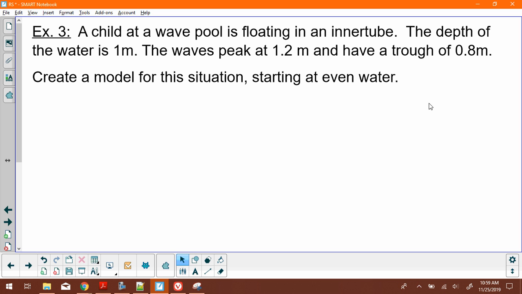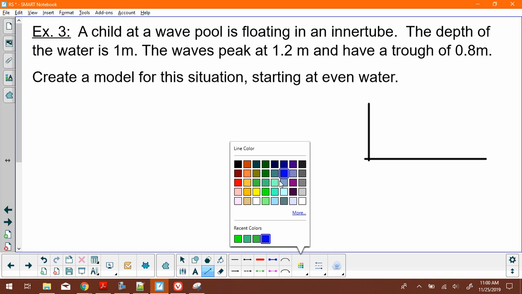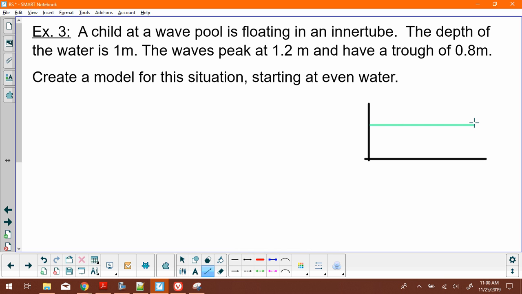Okay, so again, if it helps, a rough sketch of the graph can really help show what's going on here. So I'm just going to do a quick sketch on the side. It says the depth of the water is 1 meter, so that means when there's no waves, the water level is going to be at 1 meter. So something like this. The waves peak at 1.2 meters, I have a trough of 0.8 meters. And I'm realizing I forgot to put something about the time in there, so we'll add that in.